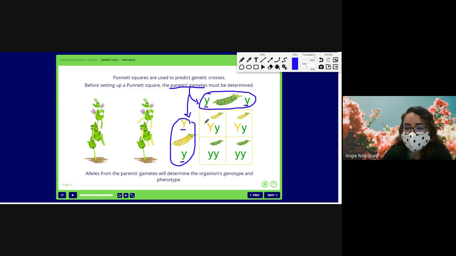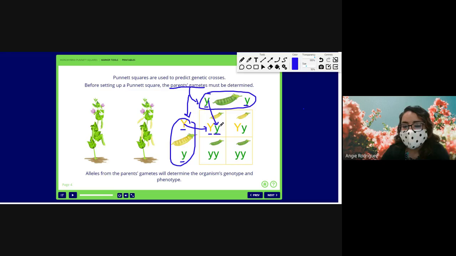They cross their letters. For example, this big Y, they placed it over here. You see that? This little y, they placed it down here. So that's why I have a big Y, little y. And it's going to look just like mom. It's going to have a yellow pea pod right here, just like mom, and the same letters, or same genotype. So whenever we're placing the letters, guys, we put the capital letter first, and then we put the lowercase one right next to it.